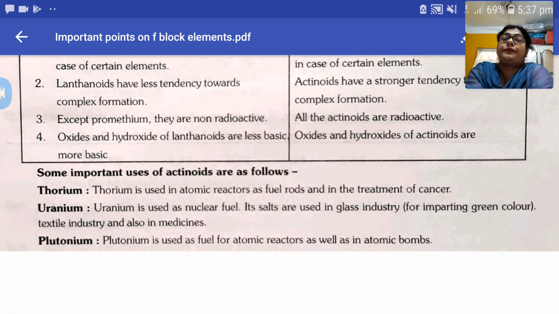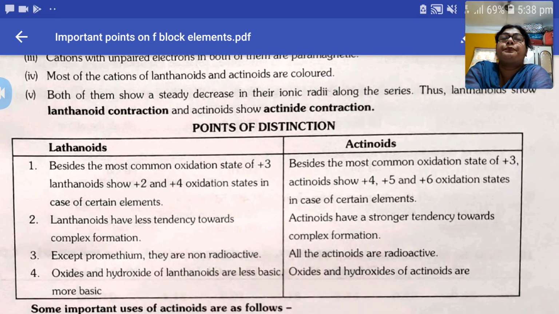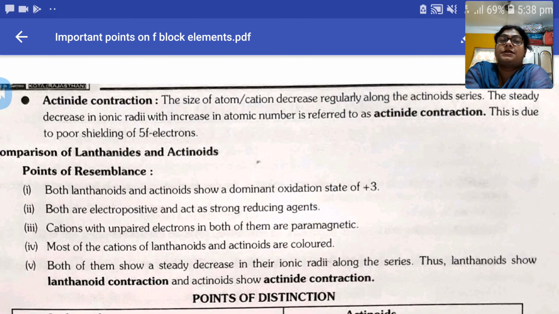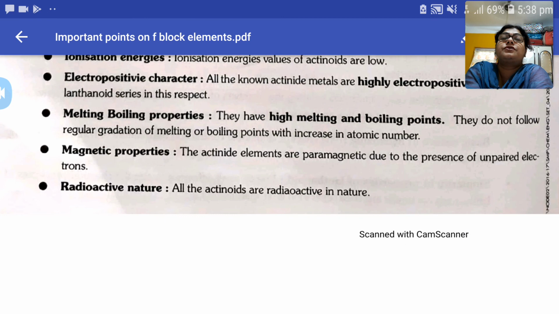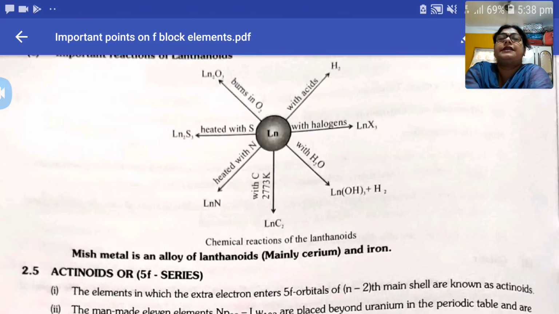Then some important uses of actinoids are as follows. Thorium is used in atomic reactors as fuel rod and also in the treatment of cancer. Uranium is used as a nuclear fuel. Its salts are used in glass industry for imparting green color, textile industry, and also in medicine. Plutonium is used as a fuel for atomic reactors as well as in atomic bombs. So these are the characteristics of the elements belonging to the Lanthanide series and the Actinide series.